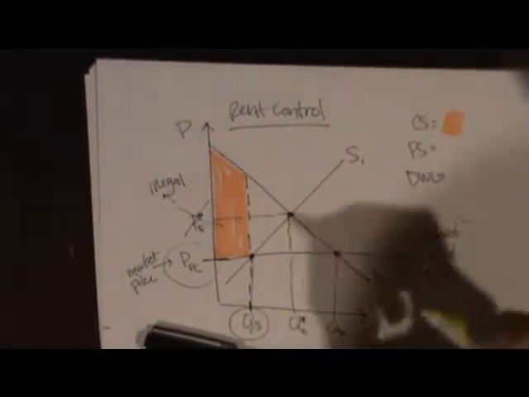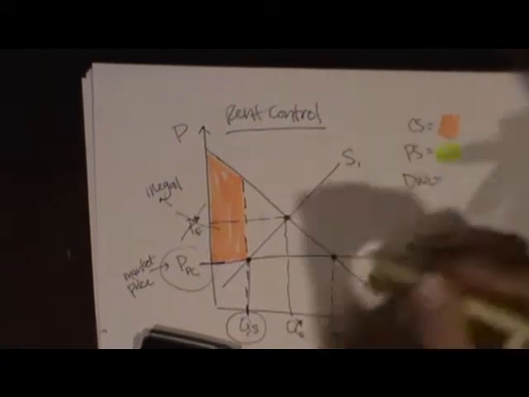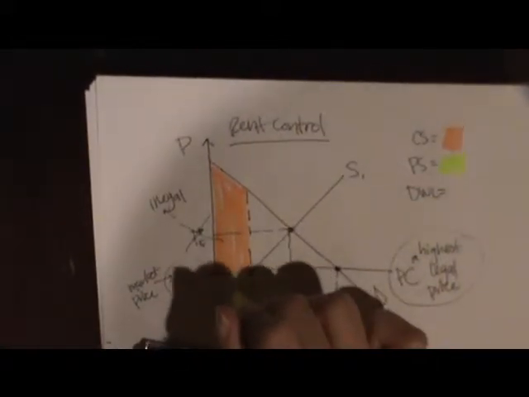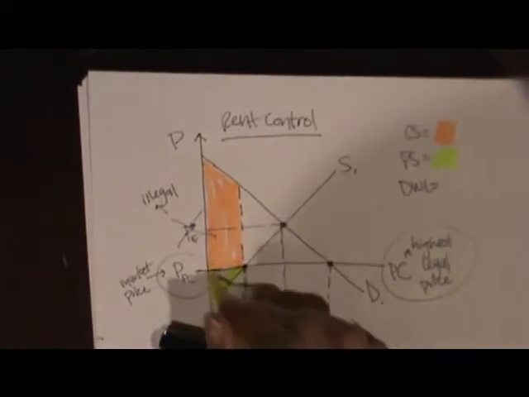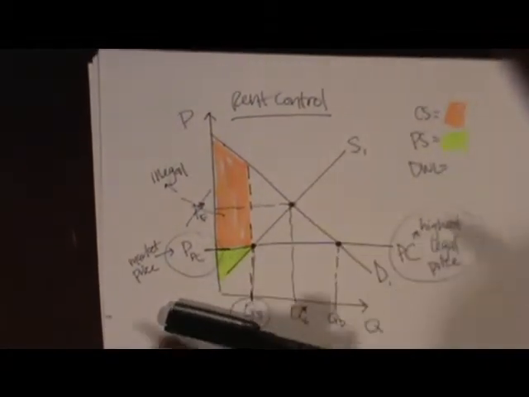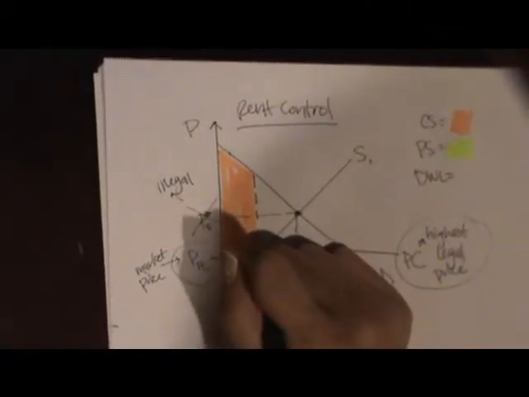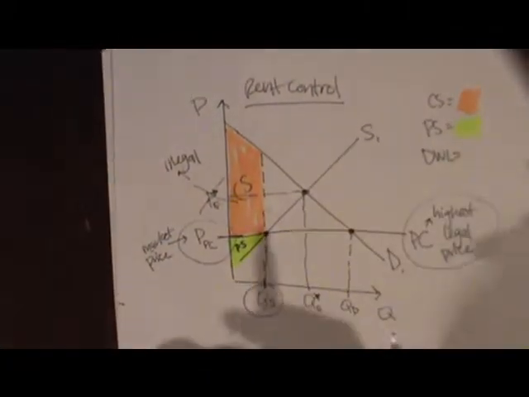Now, where is our producer surplus? Producer surplus is going to be yellow again. Producer surplus is everything above supply, below price, to the left of market quantity. So we don't have a problem with this one about that quantity restriction. So here's our producer surplus, consumer surplus.